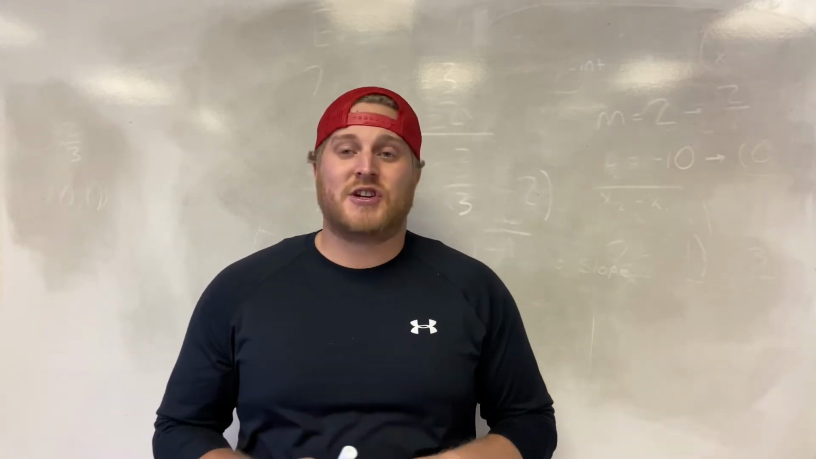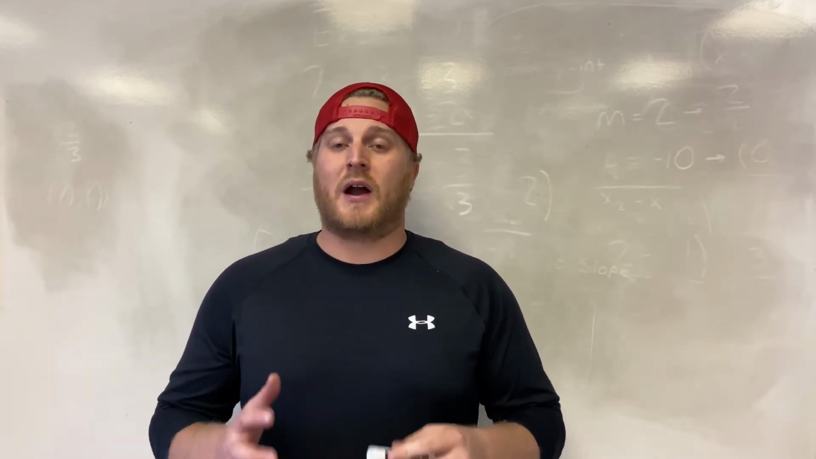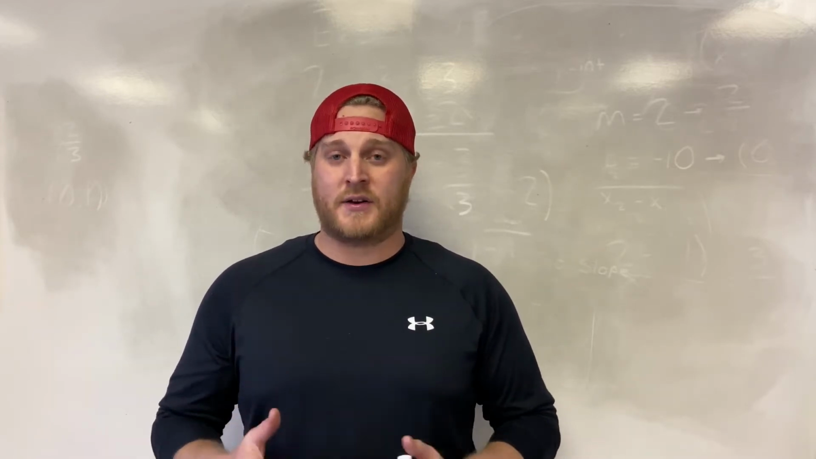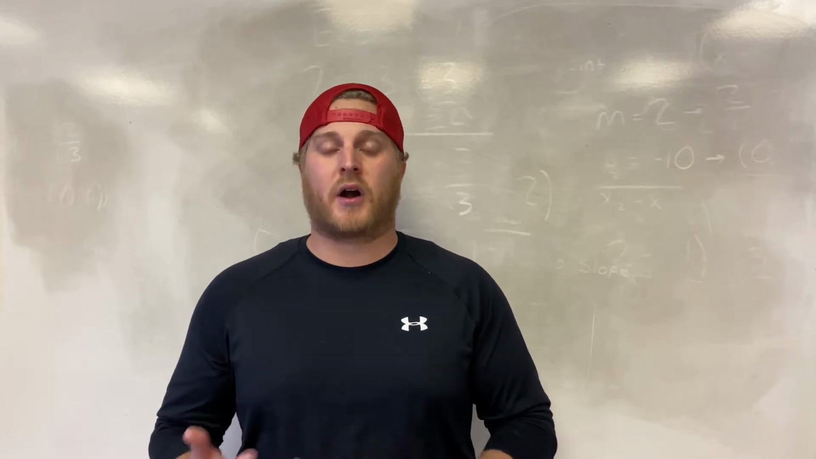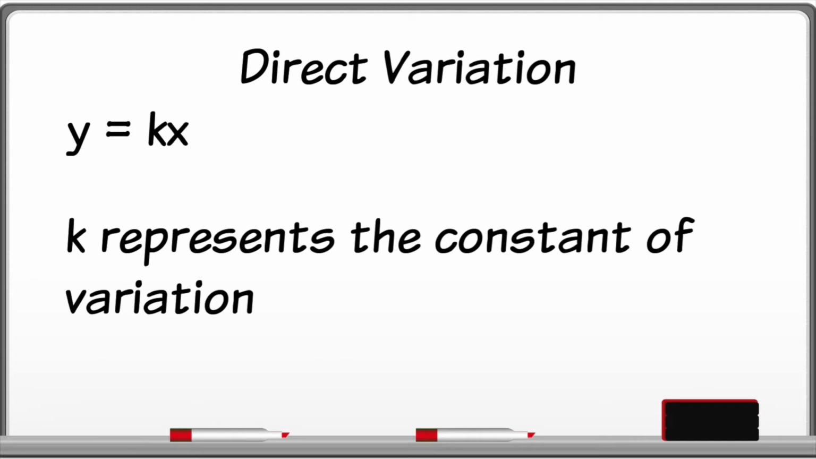Now, direct variation is a different type of slope-intercept form, and the biggest difference is that we are actually not going to have a y-intercept. Well, we technically will, but our y-intercept is 0, and so we're not going to have it in our formula. The form for direct variation is y equals kx, where k represents the constant of the variation.